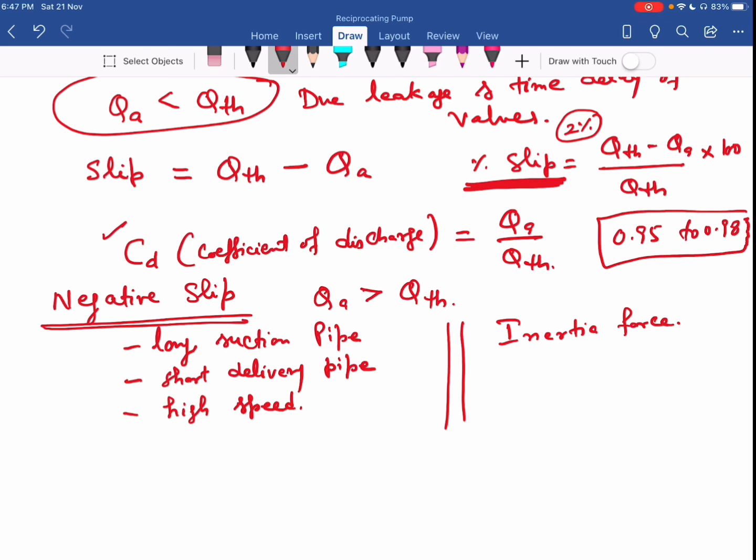So due to that, an excess amount of water goes into the delivery pipe. Okay, so you can say some of the water is pushed into the delivery pipe before the actual delivery stroke started. So this way, the actual discharge becomes more than the theoretical discharge. Or you can say, when this happens, my CD is now greater than 1 and slip becomes negative.